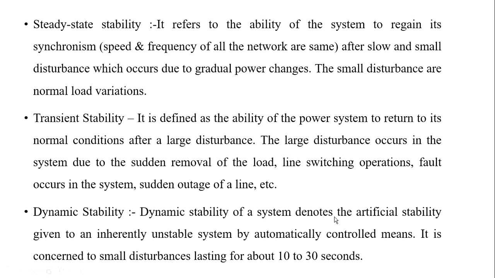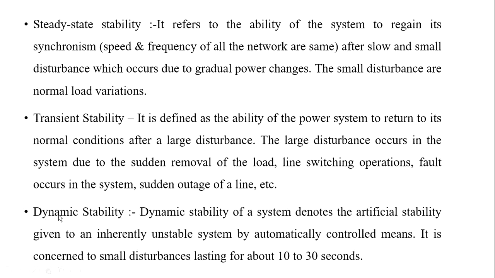Dynamic stability of a system denotes the artificial stability given to an inherently unstable system by automatically controlled means. That is, it is concerned with small disturbances lasting for about 10 to 30 seconds. That is, if the system is subjected to a small disturbance and the system is regaining its stability using controlled means, that is, the system will have some automatic control measures, that is automatic voltage regulator, governors, etc., and the system is regaining its stability using these control means, then the system is said to have dynamic stability.